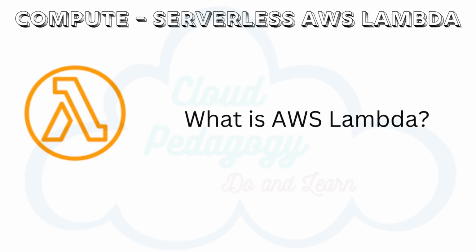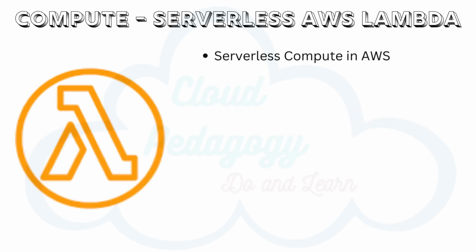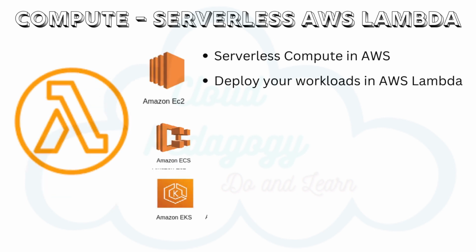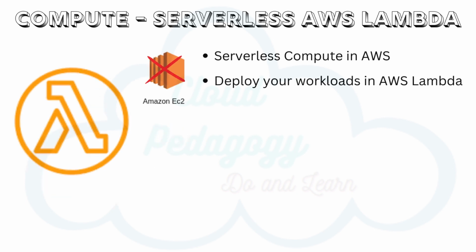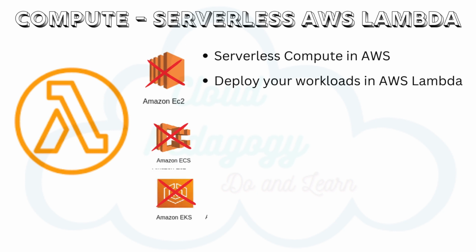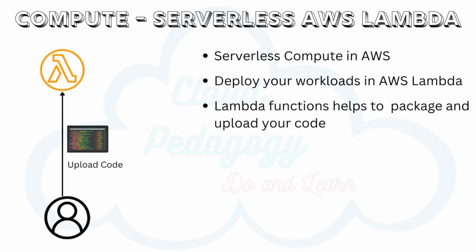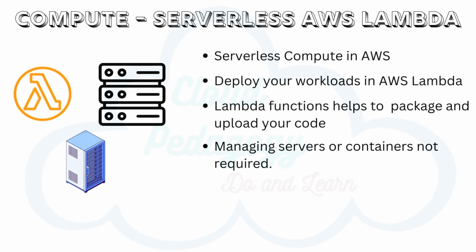So, what is AWS Lambda? AWS Lambda is one of the serverless compute options you have available to you on AWS. If you want to deploy your workloads and applications without having to manage any EC2 instances or containers, you can use AWS Lambda. Lambda allows you to package and upload your code to the Lambda service, creating what's called a Lambda function. AWS Lambda lets you run code without provisioning or managing servers or containers.